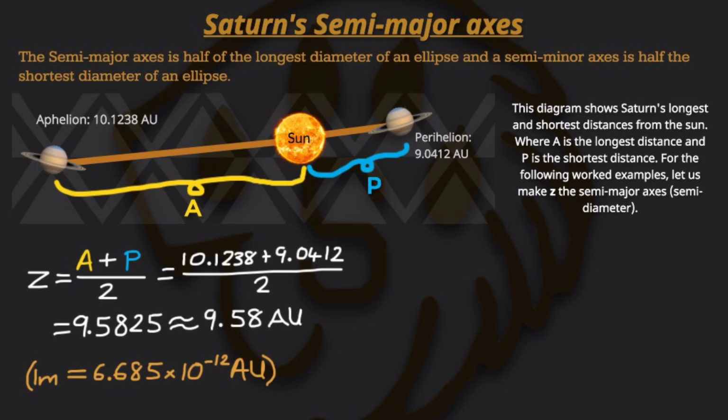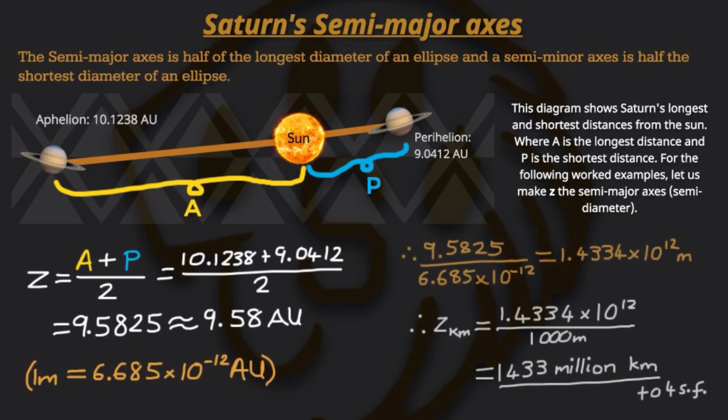So our Z will be equal to A plus P over 2. That will then be 10.1238 plus 9.0412 over 2. And that will give us 9.5825, which is approximately equal to 9.58 astronomical units.